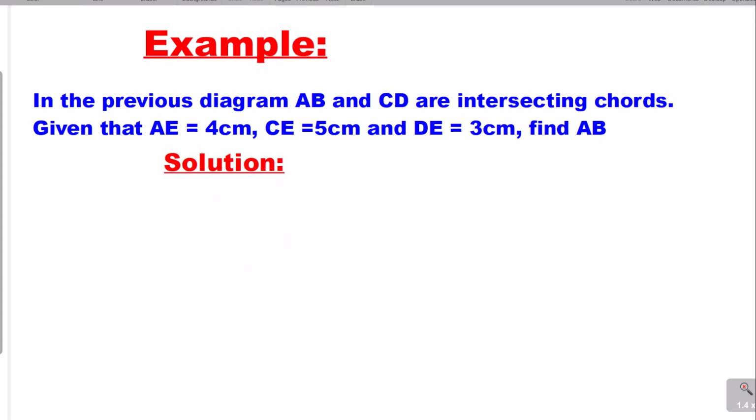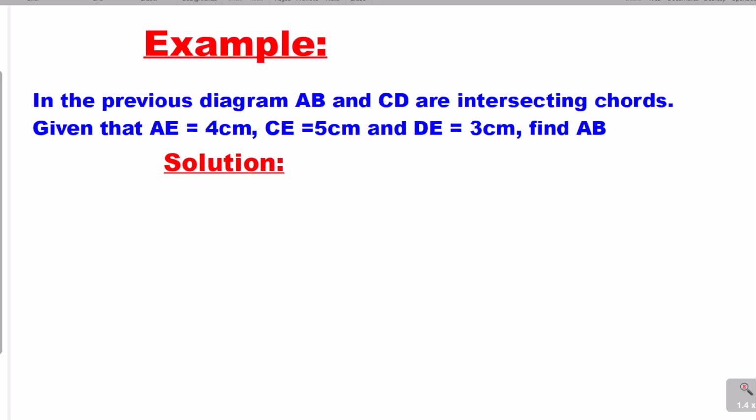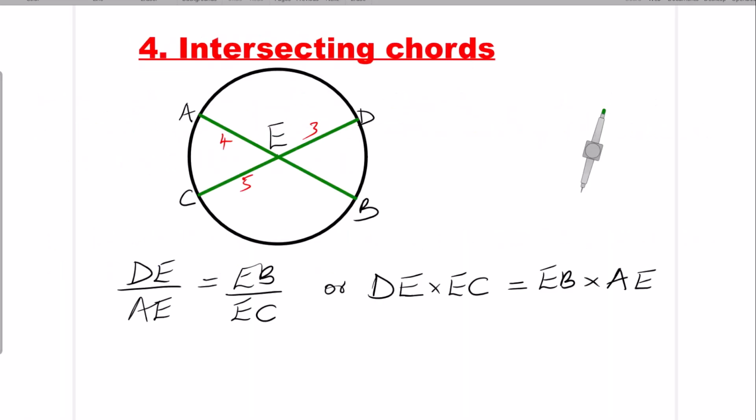An example: in the previous diagram, AB and CD are intersecting chords. Given that AE is equal to 4, I've indicated AE is equal to 4 there, and CE is equal to 5. CE is equal to 5.